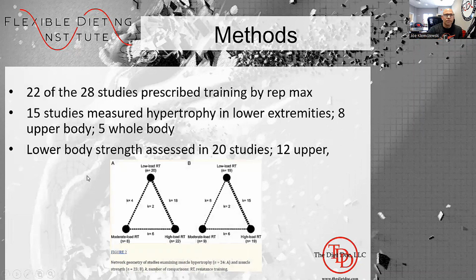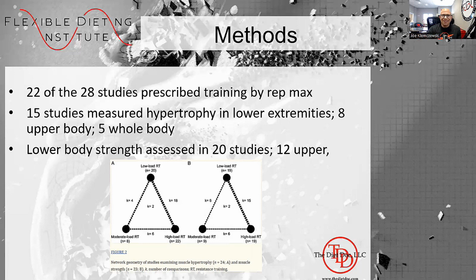22 of the 28 studies prescribed training by rep max. So kind of what we described there, volitional failure. 15 studies measured hypertrophy in lower extremities, 8 in the upper body, 5 whole body. Lower body strength was assessed in 20 studies, 12 in the upper. And so all of that to show it really included a lot.